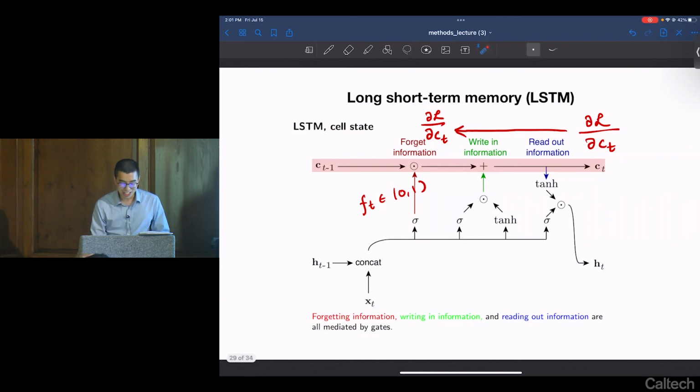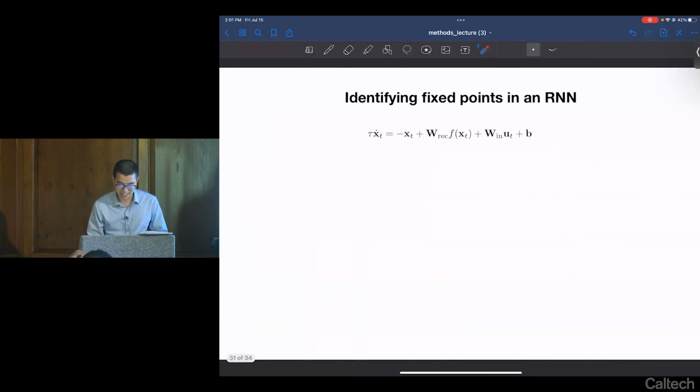All right, let me just do the last thing, and then I'll be happy to take questions. Sorry for being a bit over time again. The last thing is identifying fixed points in a recurrent neural network, which Brandon provided code for in the notebook. And I'll just do this fairly quickly.